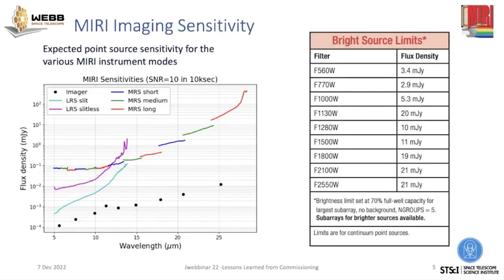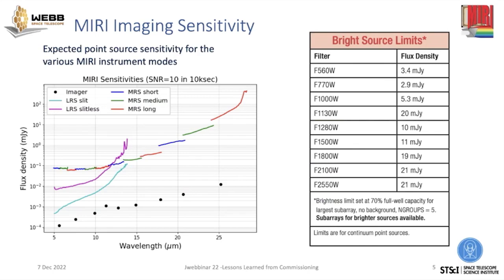Now, MIRI has a very good sensitivity. We can observe very faint sources and very bright sources. So I've put on here the sensitivity plot, which represents the minimum detectable signal for all of the instrument modes. Here the imager is represented by the black circle, so you can see the very faint sources. And also I've included on here the bright source limits for all 9 filters. This is the brightness limit for the largest subarray, meaning the full array, full field of view.